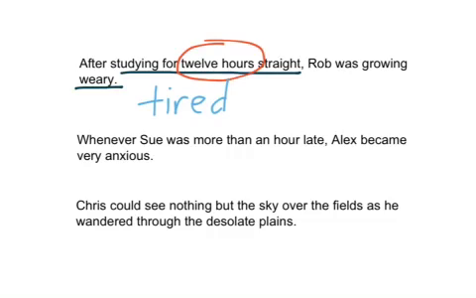Next word. The word we don't know is anxious. Whenever Sue was more than an hour late, Alex became very anxious. Well, I don't know what the word anxious means. I can look back at the sentence and say, is there something in the sentence that indicates to me what anxious might mean? Well, Sue was more than an hour late probably means that somebody was expecting her. And if anyone's ever expected somebody and they didn't show up on time, they probably got a little bit worried. So I'm thinking that maybe, because she was more than an hour late, maybe Alex was worried.